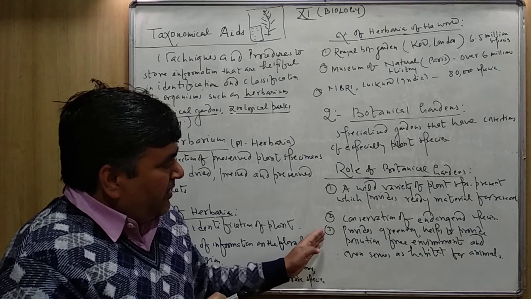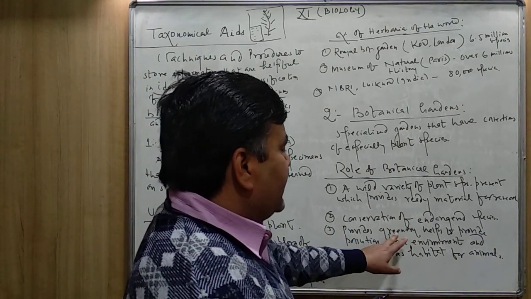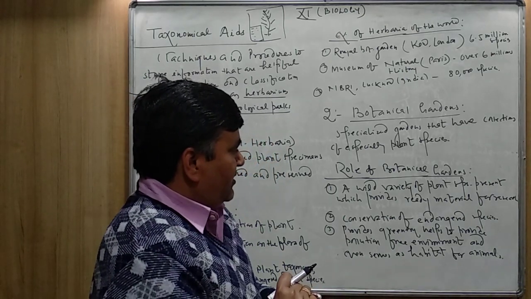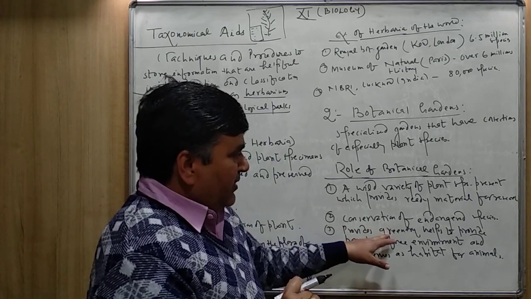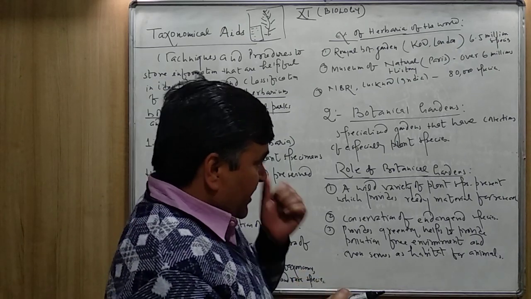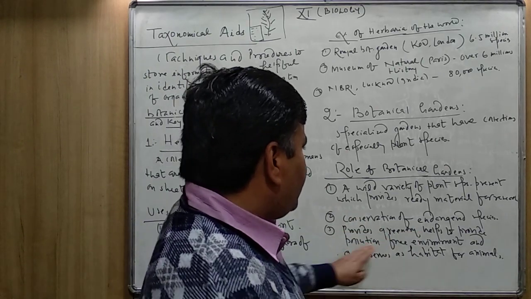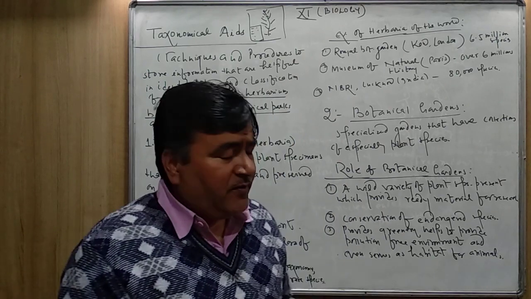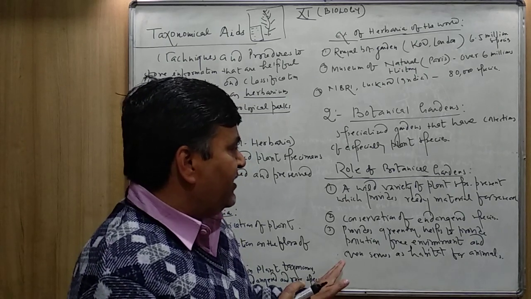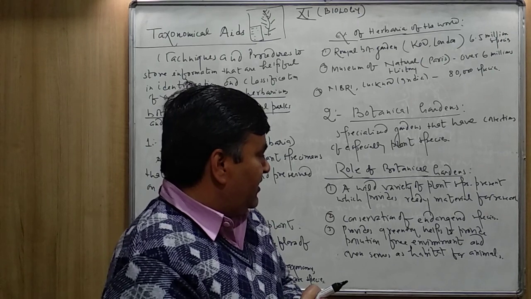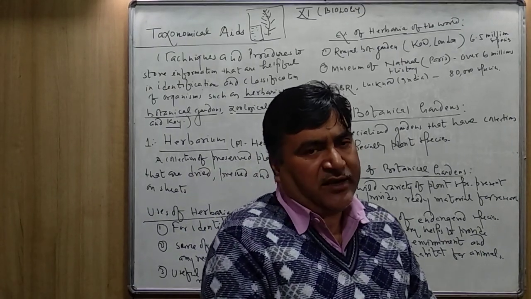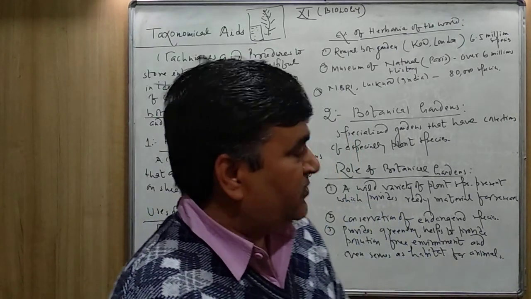Other importance is also there. It provides greenery apart from the research work and conservation. It has aesthetic pleasure also, recreational value also. It helps to provide a pollution-free environment. When there is greenery, definitely the environment will be pollution-free, and the botanical garden is also a shelter for animals. If so many plants are there, definitely birds and some other animals can make their shelter also.